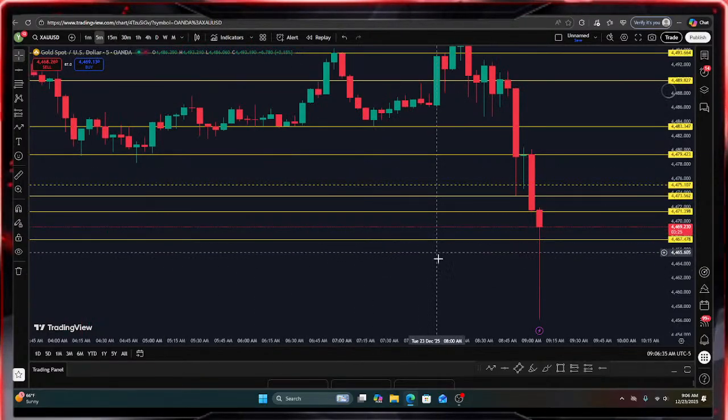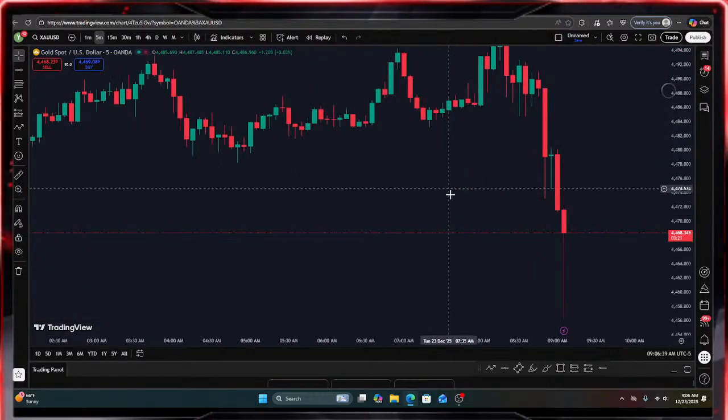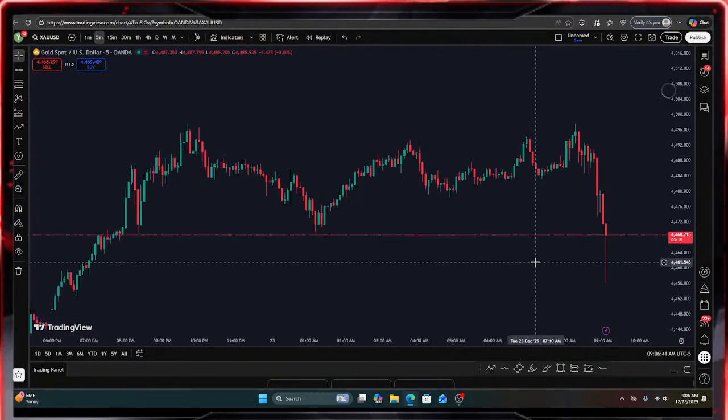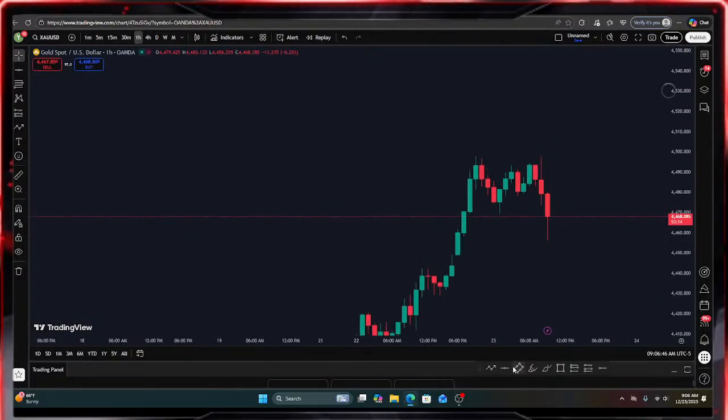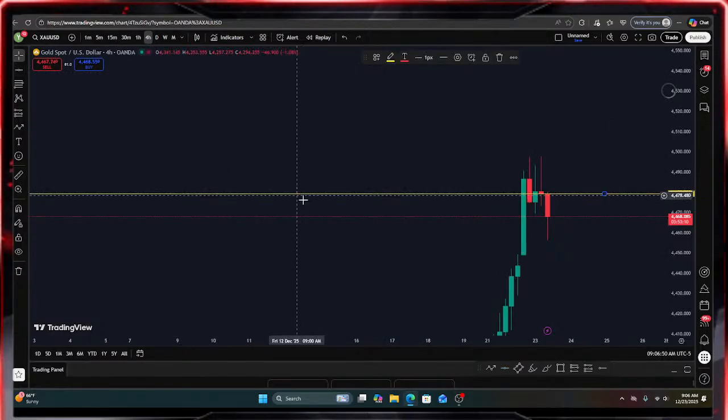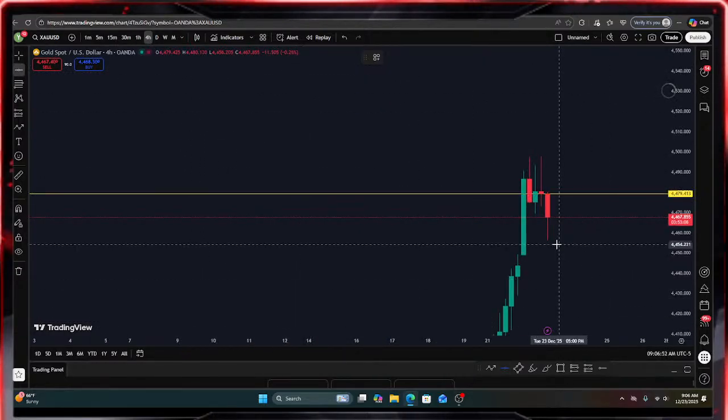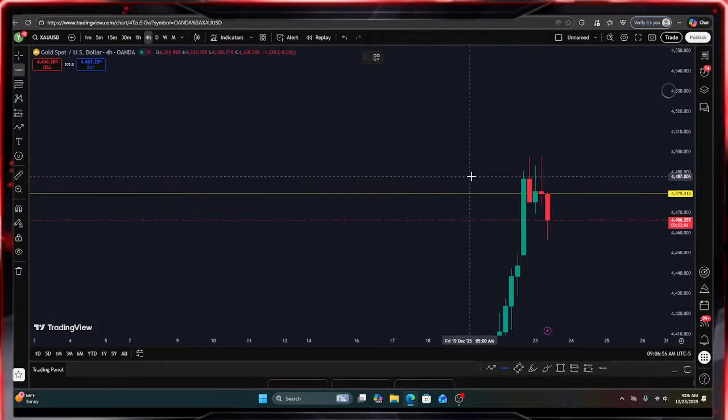We never expected that. Let me just delete all these lines, chat, and get some new levels marked up. The chart looks kind of messy. After we get that, since we printed such a steep low, we pushed down towards 44.55.